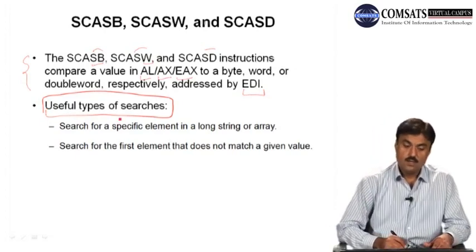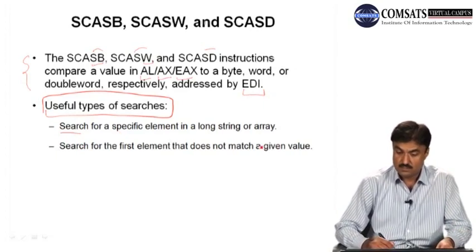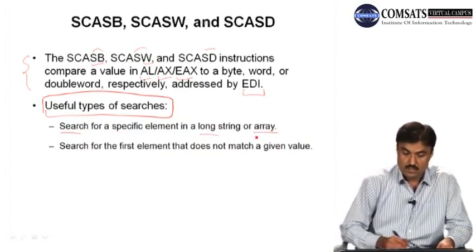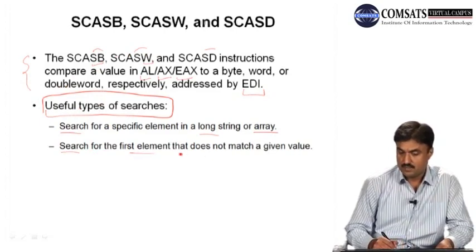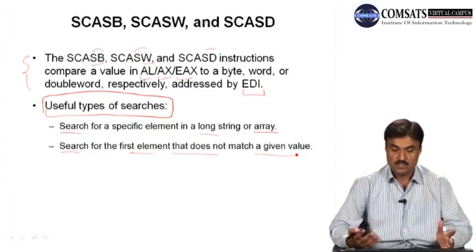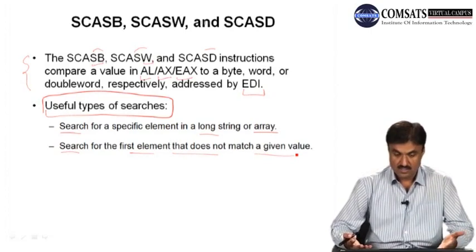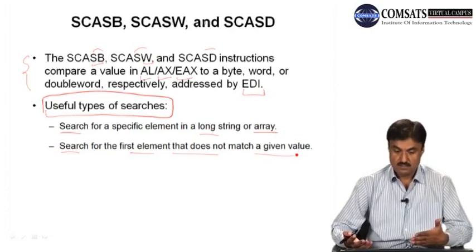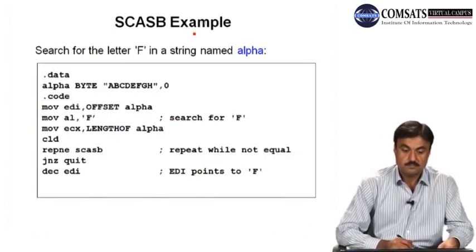This compares whatever value you use inside AL, AX or EAX. If you want to search for a specific element inside a long string or an array, you can use this type of instruction. So search for the first element that does not match the given value. You can use it either to search for the first element that matches, or for the first element that does not match the value. So both these directions.